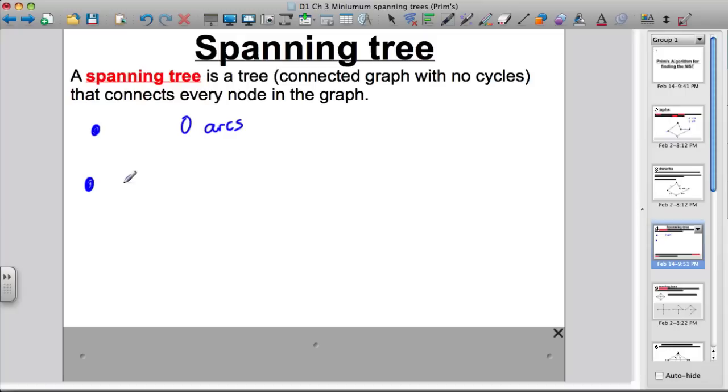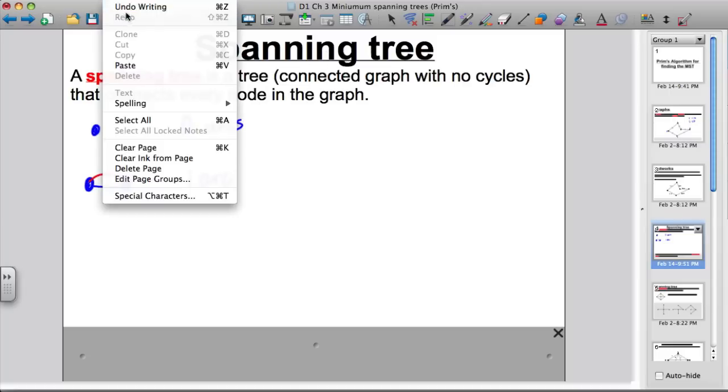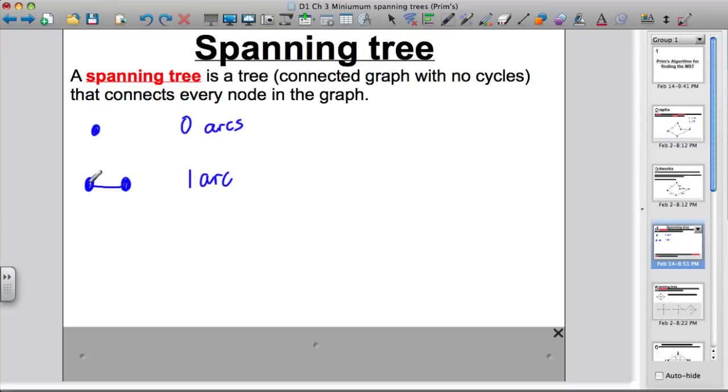However, what if I had two nodes? How could I connect that without creating a cycle? Well, all I could do is connect it like that with one arc. Now do remember, I can connect these things in any ways. I could connect it like that, but I would have a cycle there because I could go from here to here and back again. I don't want that. So all I want is things without cycles in them. So for two nodes, I require one arc.